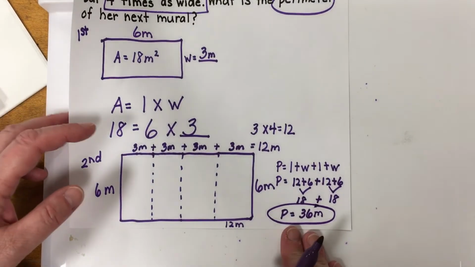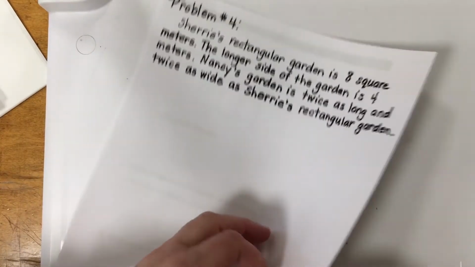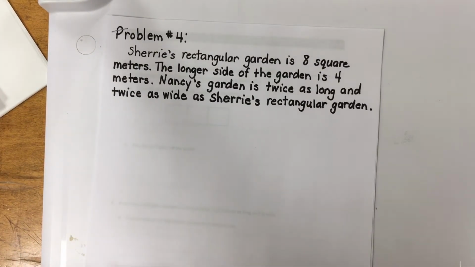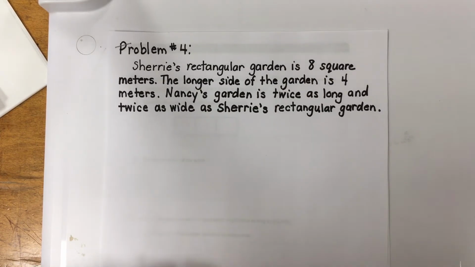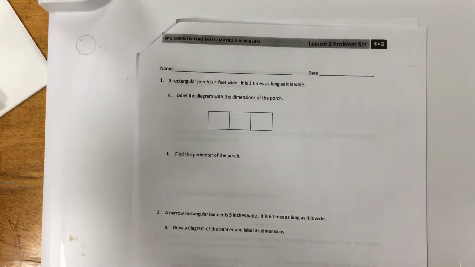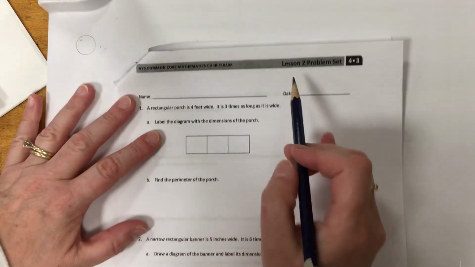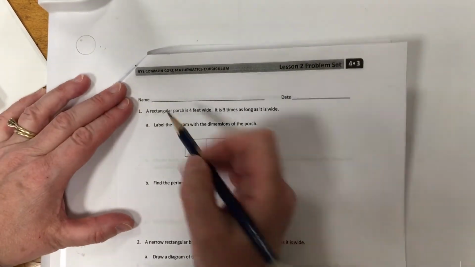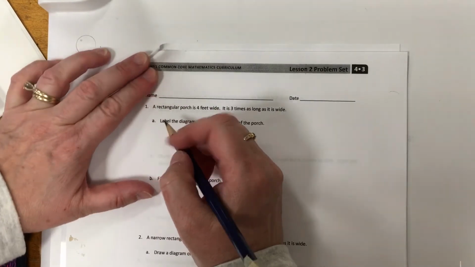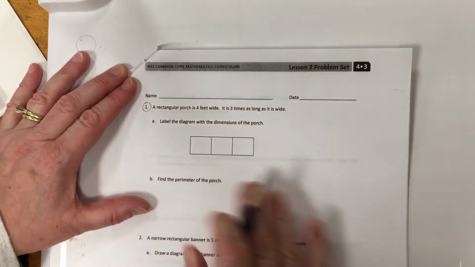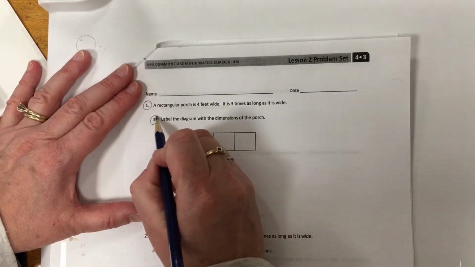Okay, now in your packet, I want you to skip problem 4. We're going to do that together on a different day. I want you to go to the problem set. So, on your own, in the lesson 2 problem set, you're going to do problem number 1. I want you to do part A and part B.